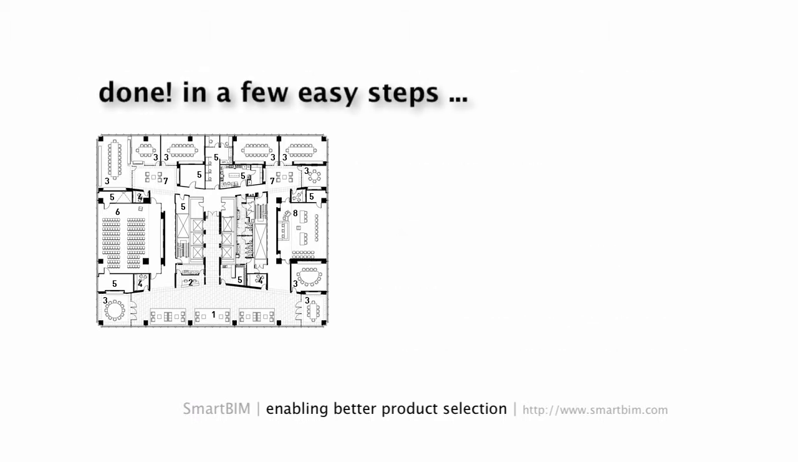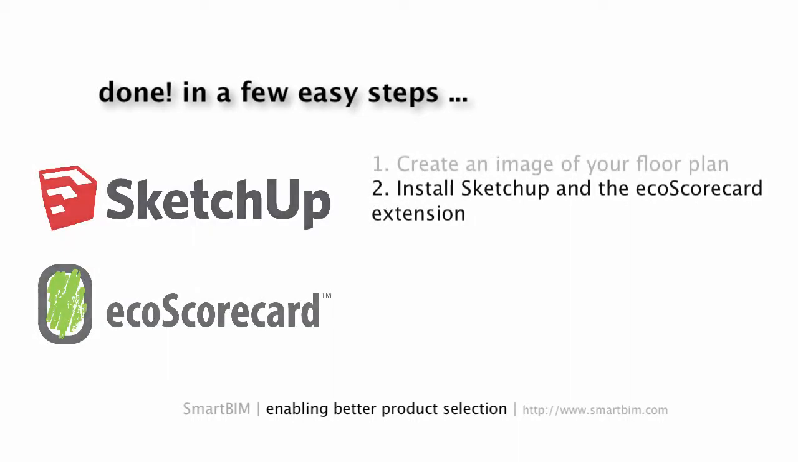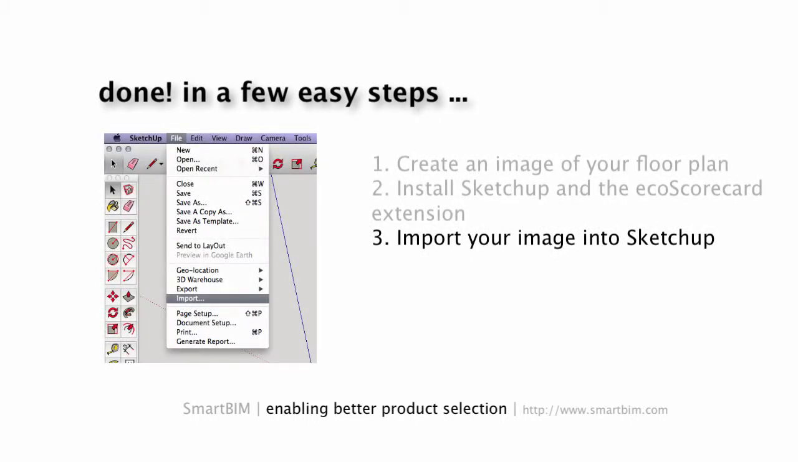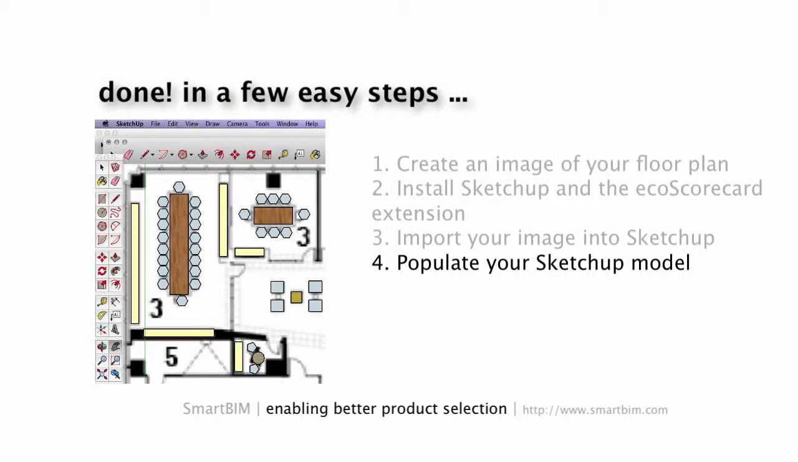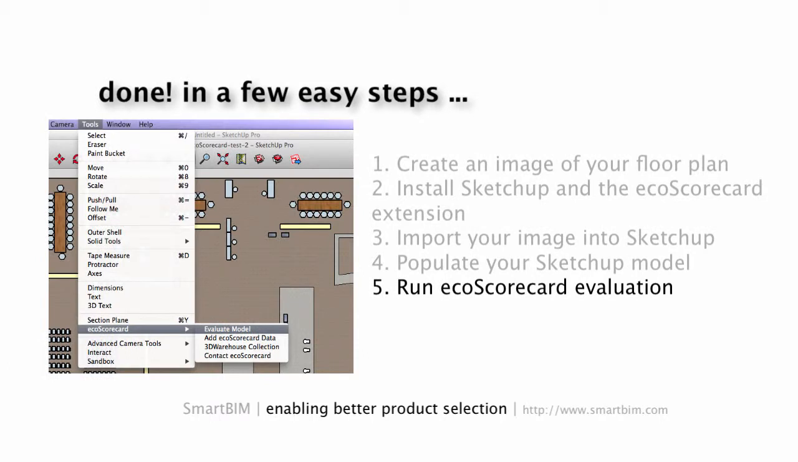It just takes a few easy steps. First, create a scaled image of your floor plan and save it to your computer. Next, you will need to download and install SketchUp and the ecoScorecard extension for SketchUp. You will then import your floor plan image into SketchUp, populate the model with all the furnishings, flooring, and fixtures under consideration, and then simply run the ecoScorecard evaluation.